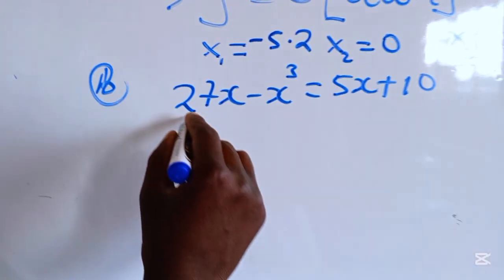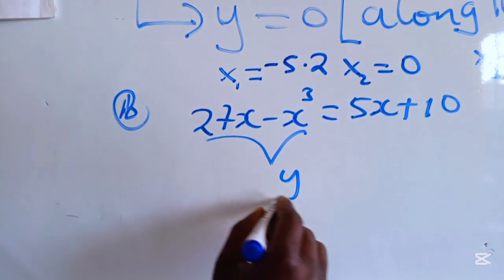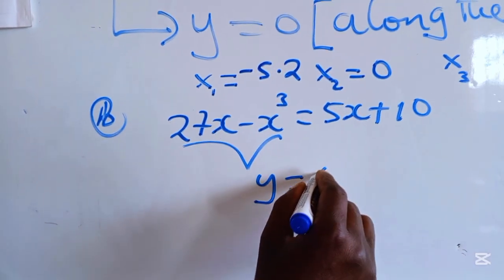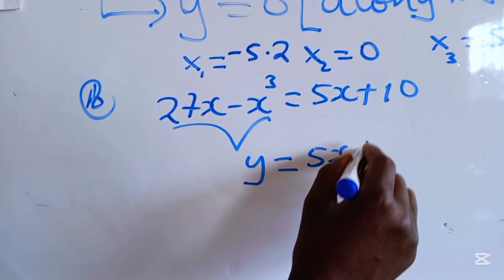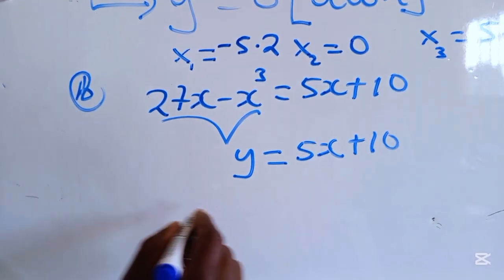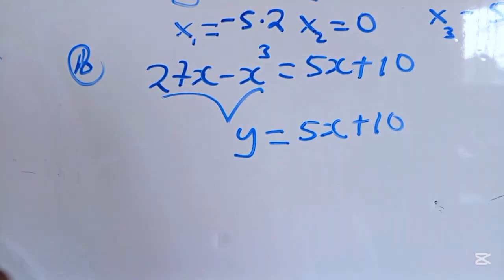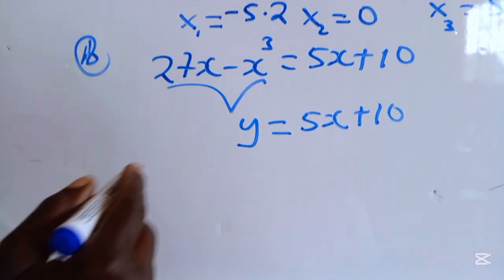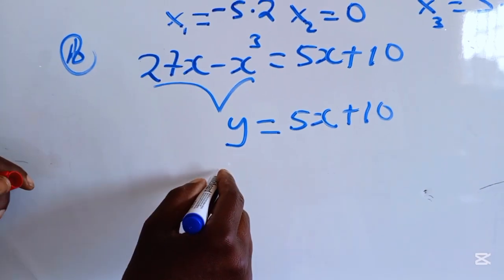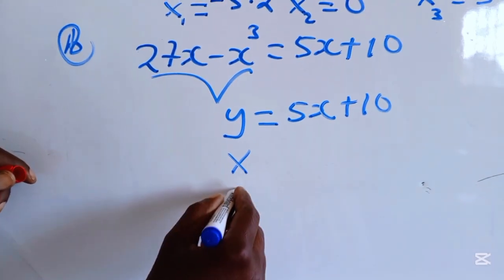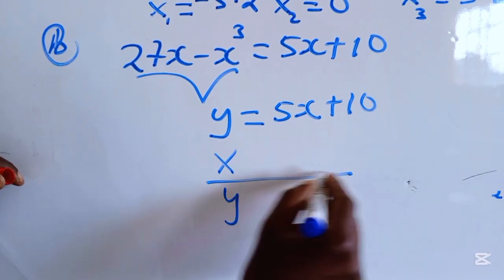You agree with me that the whole of this is just y. So don't get scared. It will be just like y is equal to 5x plus 10. So you can see this is a linear equation. Immediately you have this, you should come up with a table. Two points are enough in respect of x and y.